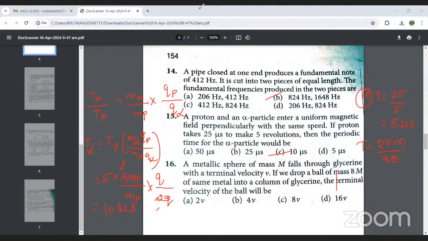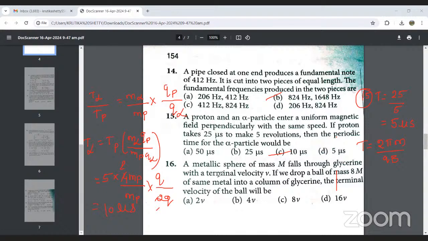Check. A, D, it is C. Copy down. If any doubt is there, please ask. Yes, next question. See what is the next question.